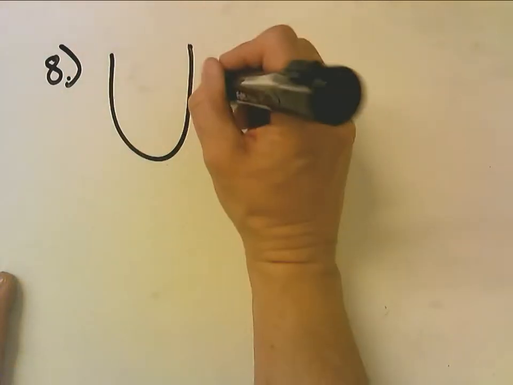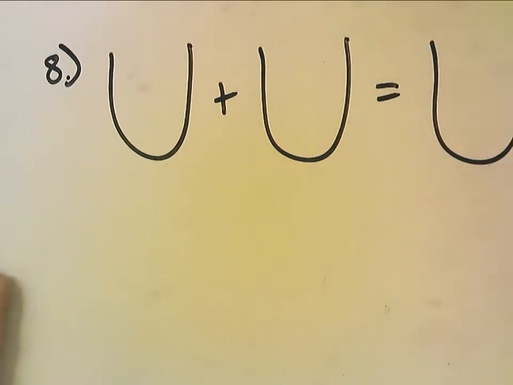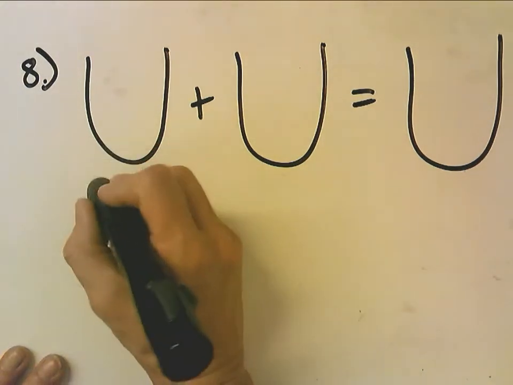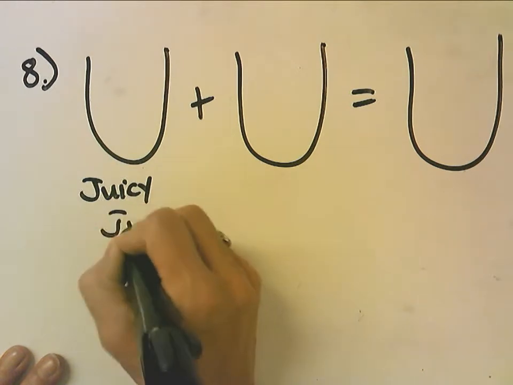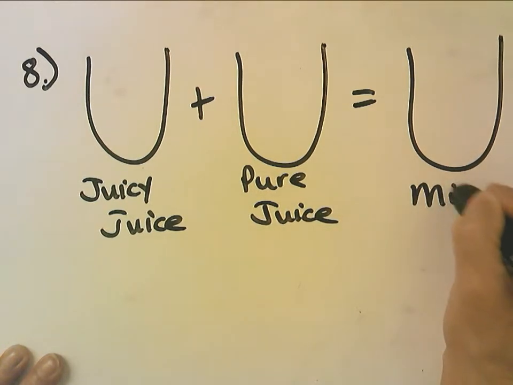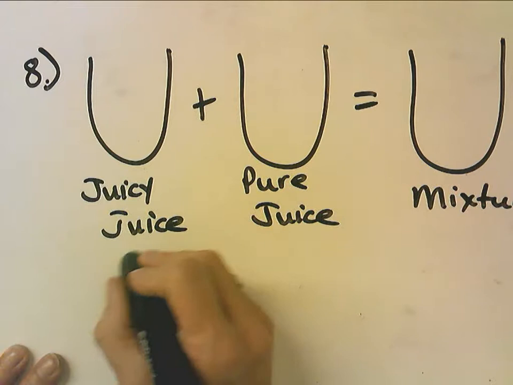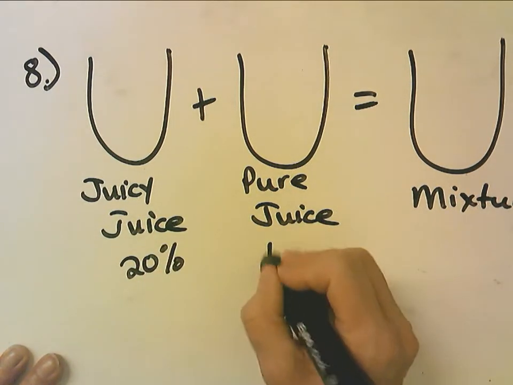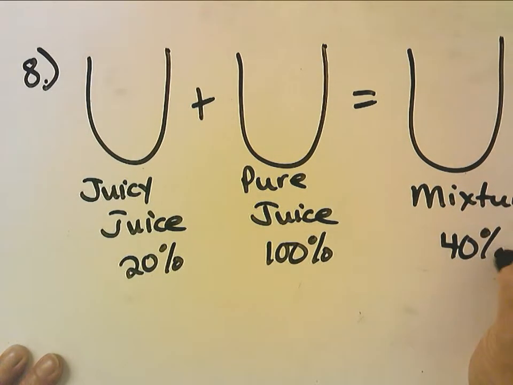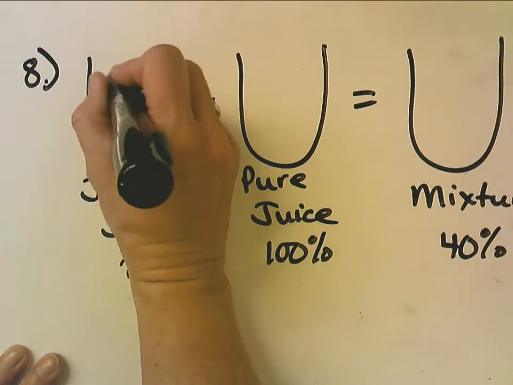Now, let's look at number 8. Number 8 talks about juicy juice. And it says, juicy juice claims to have the most juice, but it only has 20% juice. How much pure juice needs to be added to 3 quarts of juicy juice to create a mixture that's 40% juice? So I have juicy juice, and I'm mixing it with pure juice, and I'm creating a mixture. Juicy juice is 20%. Pure juice is 100%. We'll discuss that in a second. And the mixture I want is 40%.